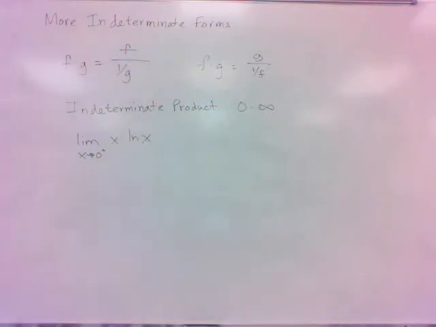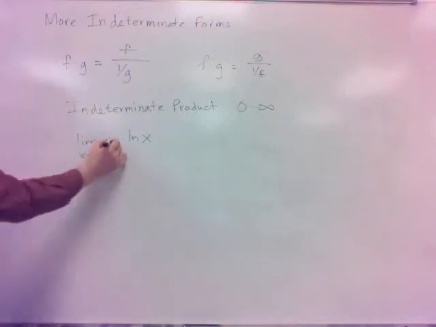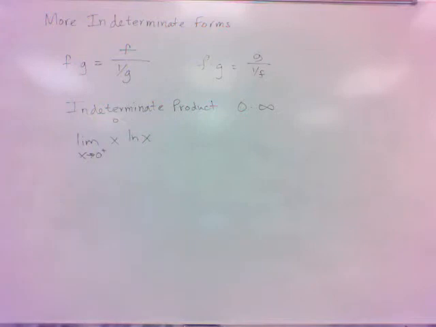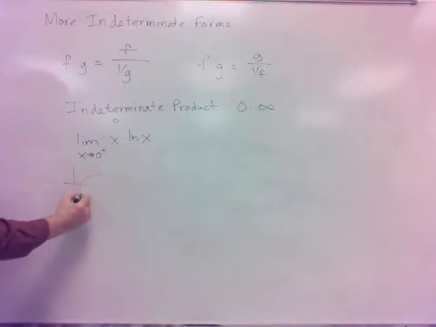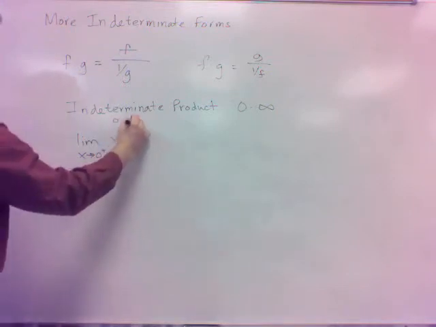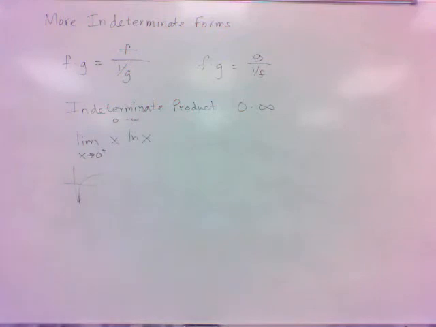Don't I have there 0 times infinity? Because this goes to 0. Obviously, it's x. So that goes to 0. And what does ln of x go to as x goes to 0 from the right? Well, again, if you have to, think about the graph. Here's ln of x. So as x goes to 0, it goes to negative infinity, as a matter of fact, doesn't it? So that's what we're saying.